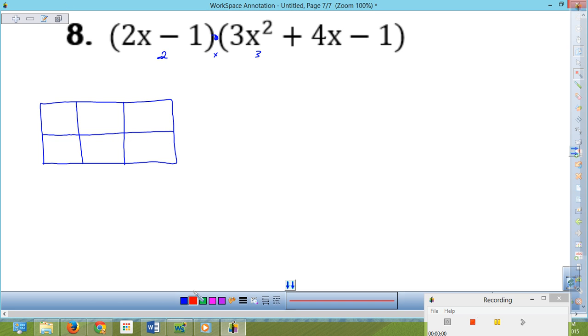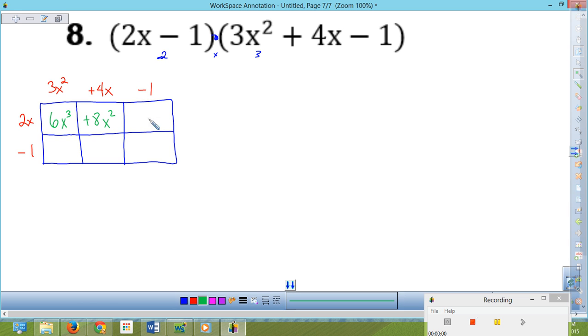Okay? So I'm going to write my first one here just like I would any other time. And then I'm going to write my second one here. Okay? So now, 2 times 3 is 6. I have 2 x's here and 1 here, which makes 3 in here. 2 times 4 is positive 8. We have an x here and an x here, so that's 1 plus 1, which is 2.